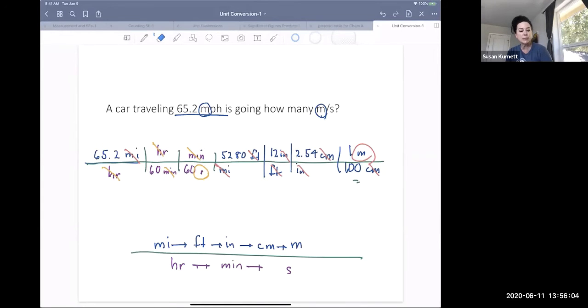But some students prefer to do all multiplying before they do all dividing. So now I'm going to walk through the numbers with that path. You could have 65.2 times 5,280 times 12 times 2.54, divide by 60, divide by 60, divide by 100 equals. Just make sure that everything in the denominator, you're dividing. And I got 29.1. Did you get that? Yes.